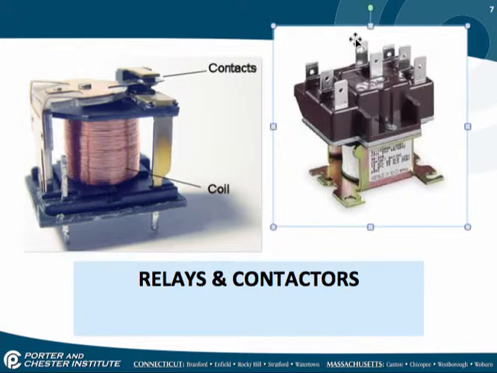Then you have 6 contacts on most of them. You have one that's a common, which is 1 and 4. Then you have 1 and 2, which is a normally closed, and 4 and 5, which is a normally closed. Then 1 to 3 is a normally open, 4 to 6 is a normally open. And you'll have some of these diagrams in your shop projects.